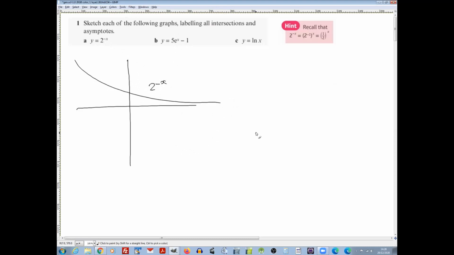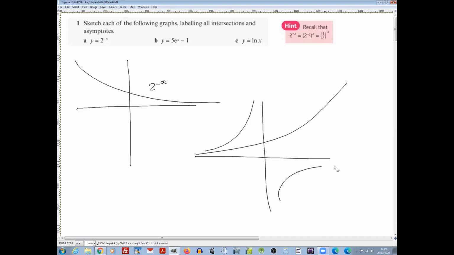What about 5e to the x minus 1? This is what you should do. Start from a basic and then start transforming it. Well, e to the x would look like that very first line we drew. Not like the reciprocal. But this very first one, I agree. So e to the x will look exactly like 2 to the x, won't it? Yeah. Exactly.